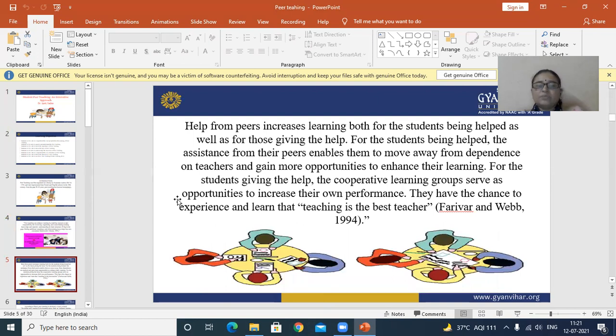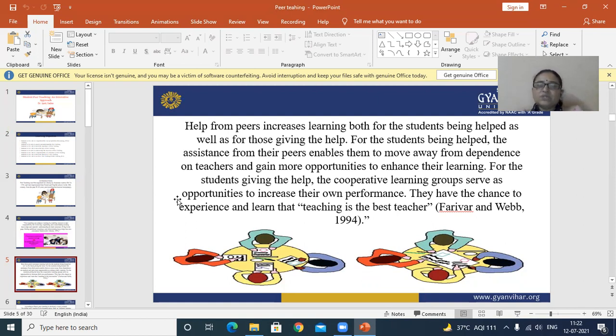Help from peers increases learning both for the student being helped as well as for those giving the help. For the student being helped, the assistance from their peers enables them to move away from dependency on the teacher and gain more opportunities to enhance their learning.